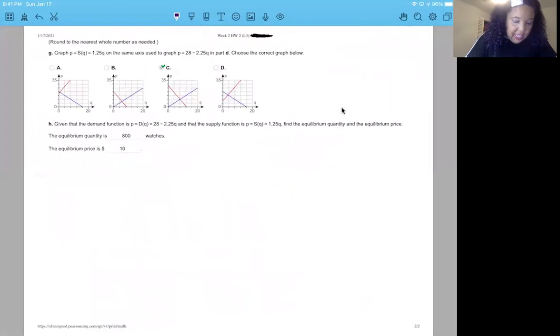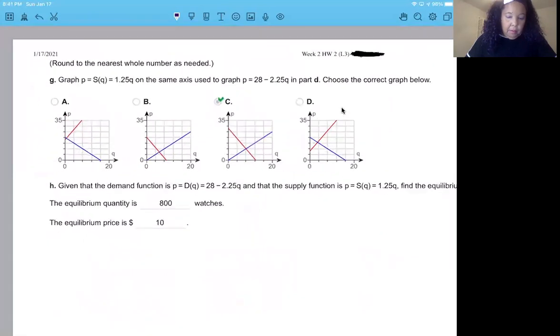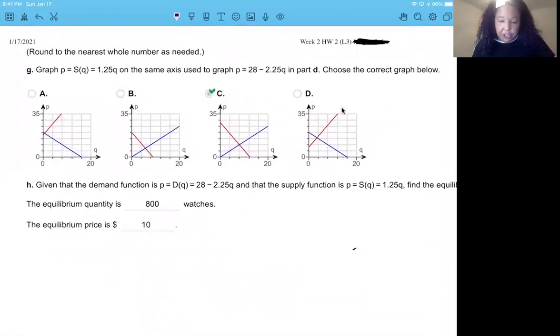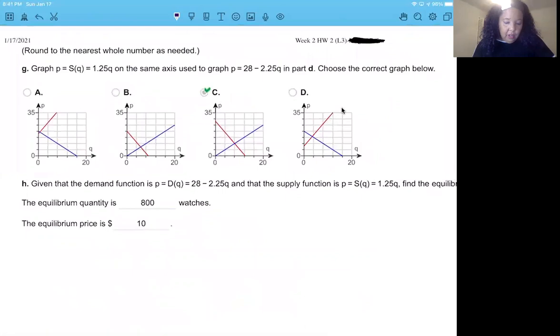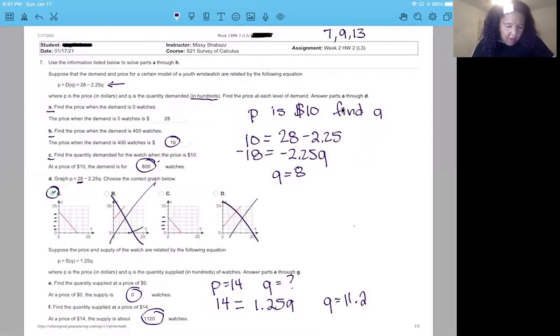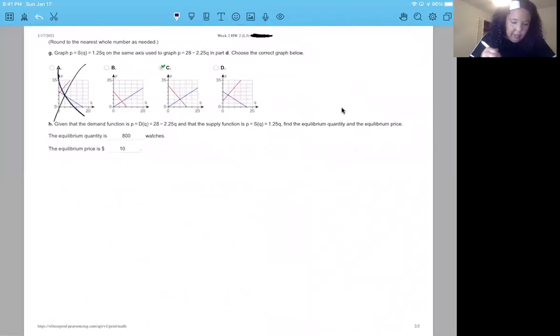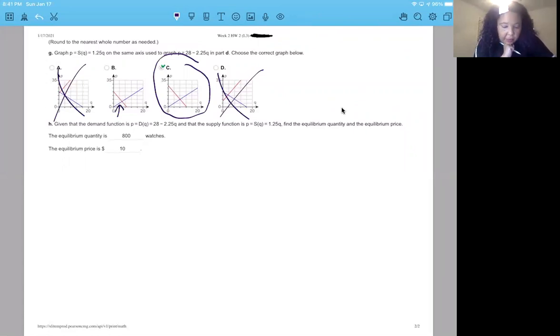Part G says graph both the demand and supply function on the same graph. Well, we already know what the graph of the demand function is from part D. So we know it's not that one, and we know it's not that one. And so it must be this one right here, because I think that's the graph that they gave us that was wrong in the first part.